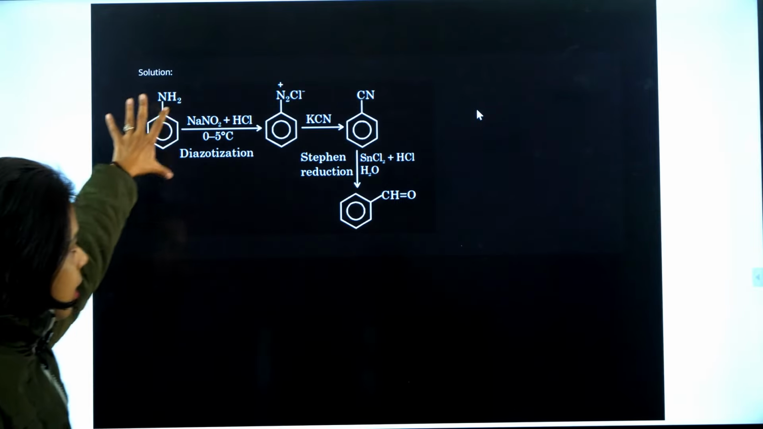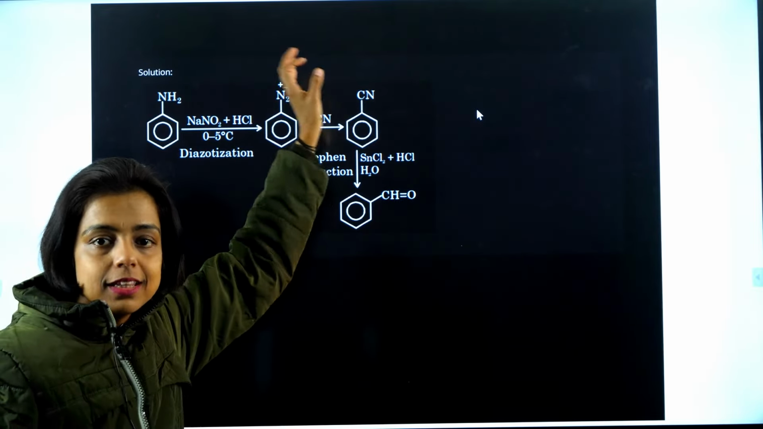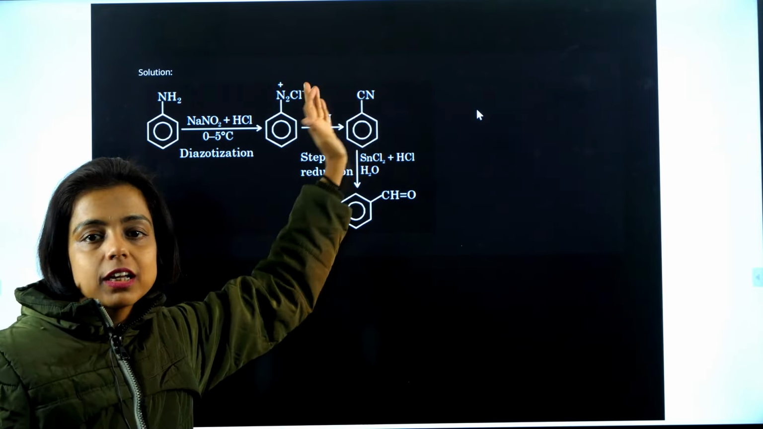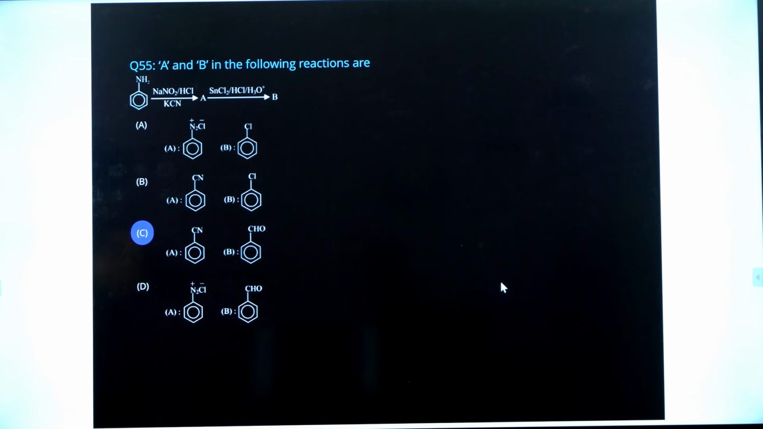So we have aniline, diazonium salt formation, followed by KCN. You have a cyanide group. The cyanide group will get converted to CHO by Stephen's reduction. So finally you will get your benzaldehyde. So A and B you are supposed to tell. So the answer we will mark is C. You can see C is the correct answer here. A very basic fundamental reaction is used here.